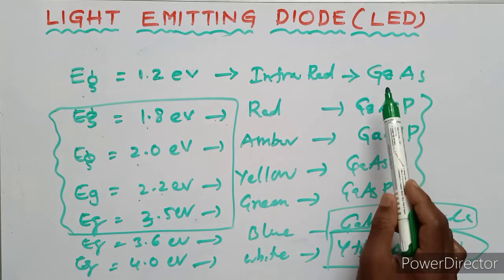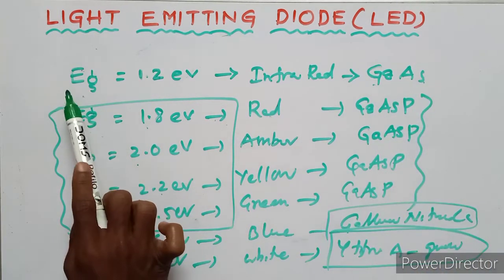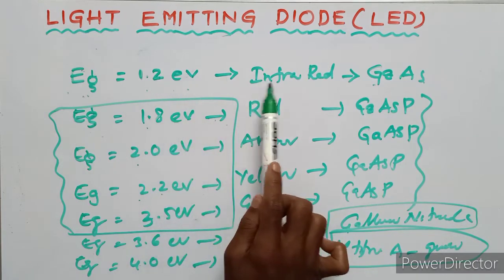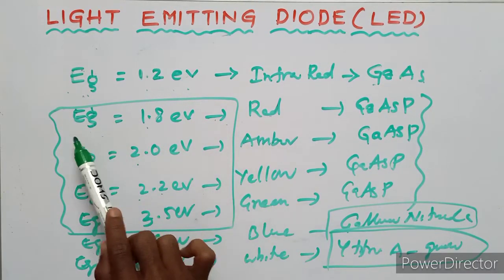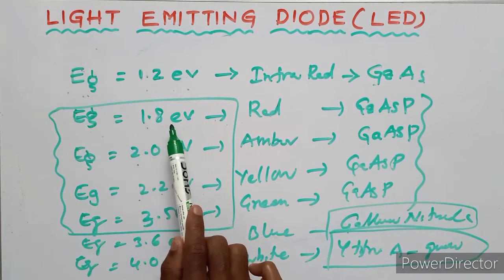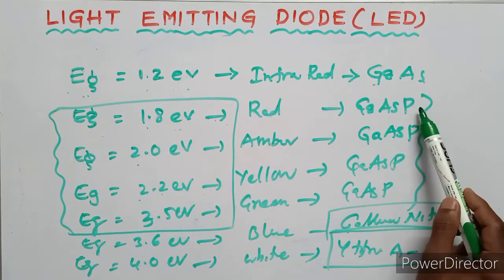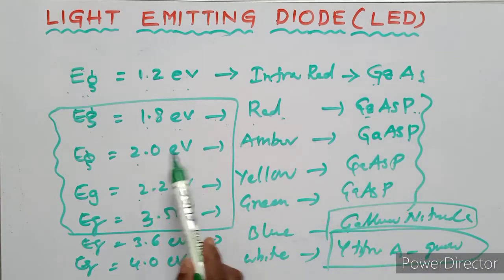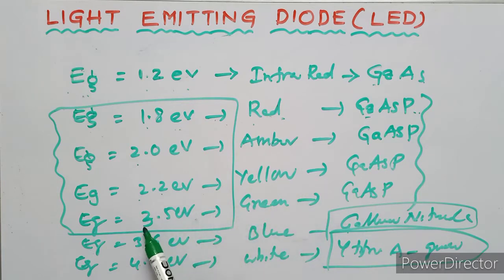If you use the semiconductor material gallium arsenide, the energy gap is 1.2 electron volts, that is infrared. An energy gap of 1.8 electron volts with gallium arsenide phosphide is red. 2.0 is amber, 2.2 is yellow, 3.5 is green, 3.6 is blue, 4.0 is white.